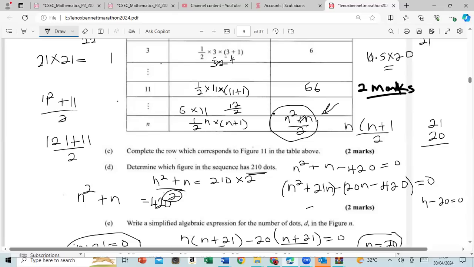Sir, work it out here. Yeah, because I was working with the 21, but I never checked it back. It kind of bungled up, sir.